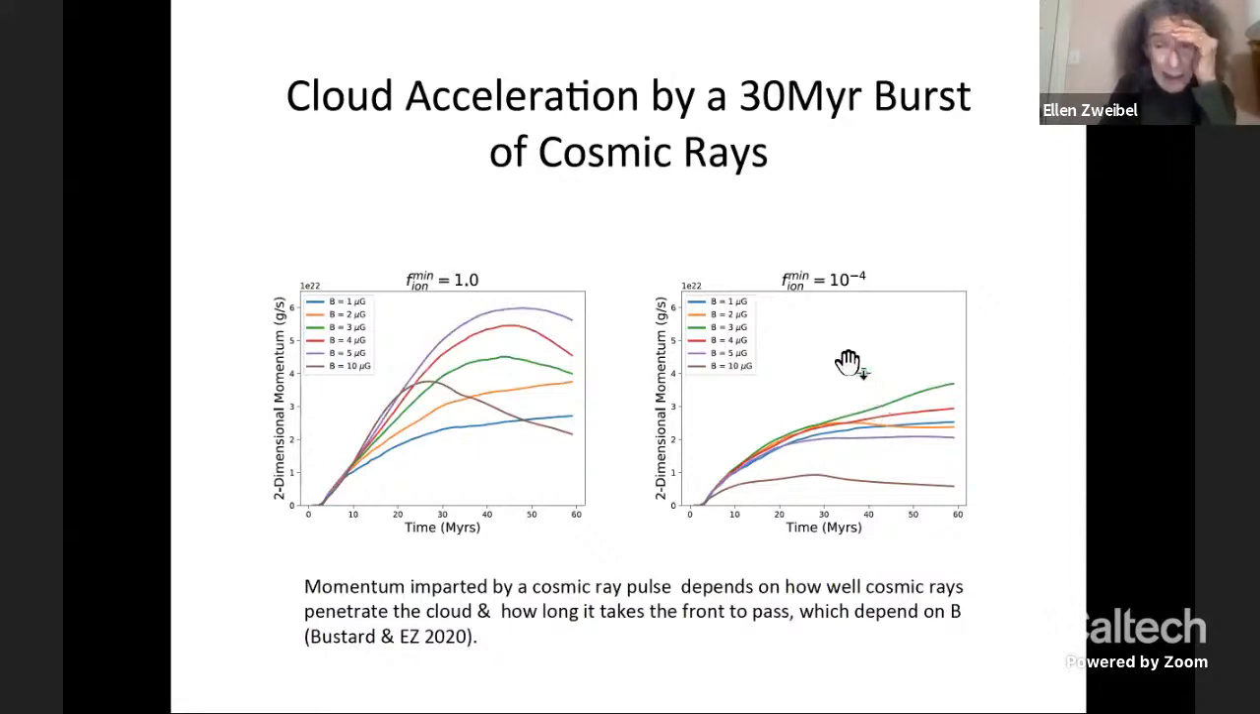In a weakly ionized cloud, the Alfvén speed essentially goes up, even though the total mass density goes up. The ion density goes down, which raises the Alfvén speed. You still get some momentum boost, but it's smaller.